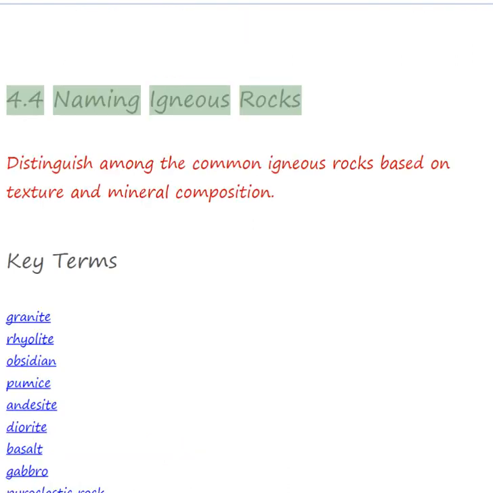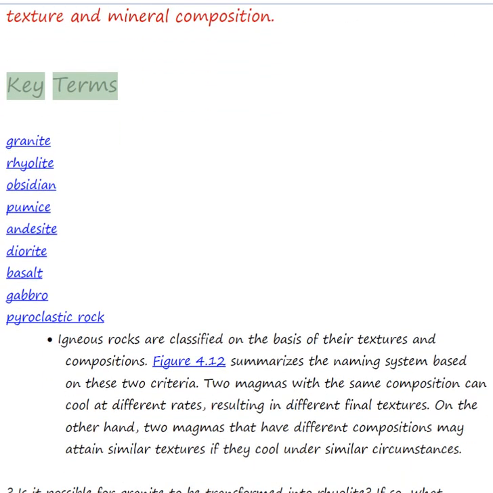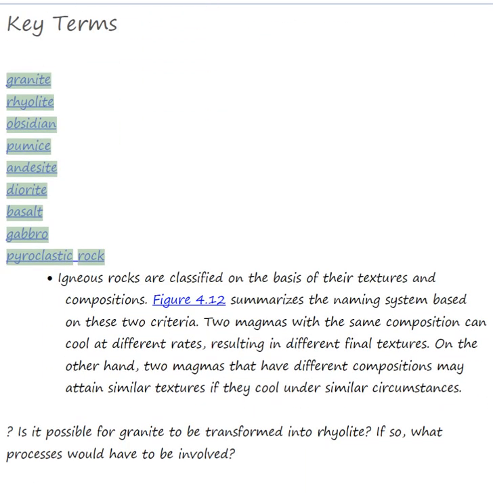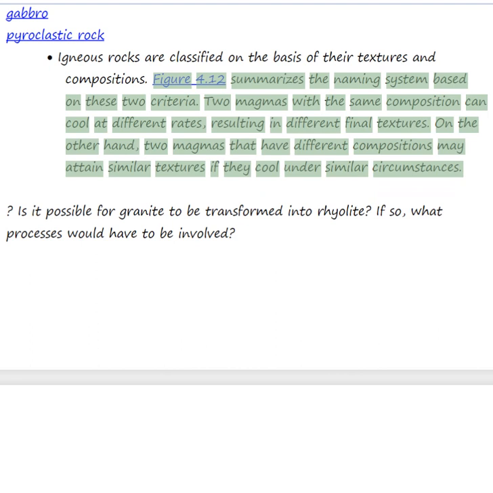4.4 Naming igneous rocks. Distinguish among the common igneous rocks based on texture and mineral composition. Key terms: granite, rhyolite, obsidian, pumice, andesite, diorite, basalt, gabbro, pyroclastic rock. Igneous rocks are classified on the basis of their textures and compositions. Figure 4.12 summarizes the naming system based on these 2 criteria.